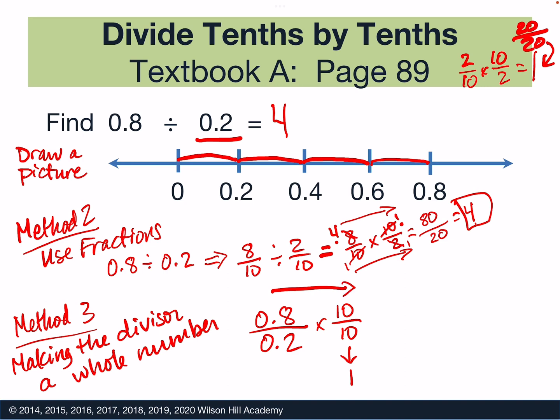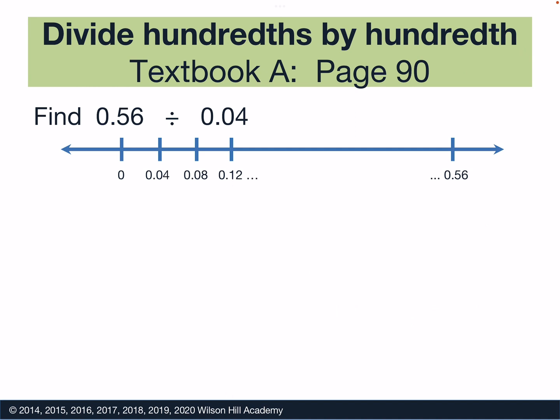So we multiply across, as we always do when we multiply fractions, and we get 8/10 times 10 is 8, and 2/10 times 10 is 2, and 8/2, or 8 divided by 2, is the same as 4. So this is 3 ways that we learned to divide by decimals. All right, and now we're going to put those into practice.